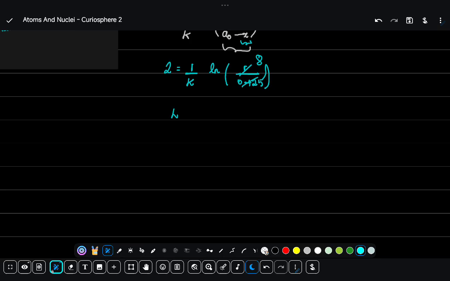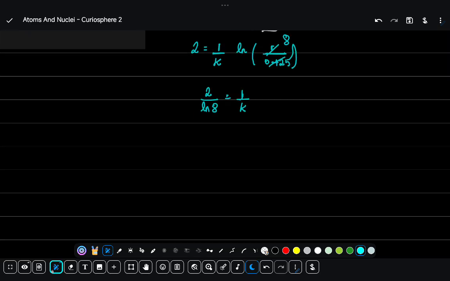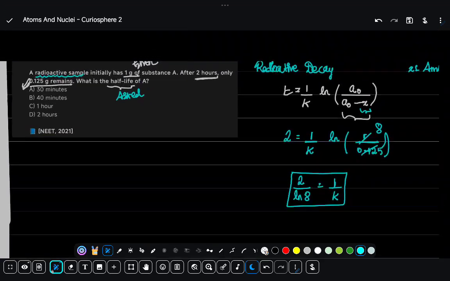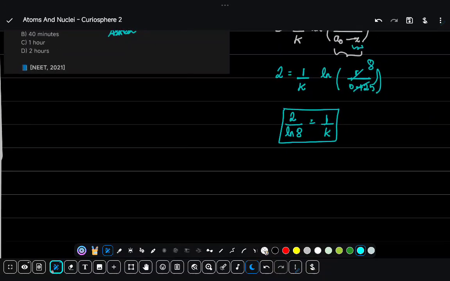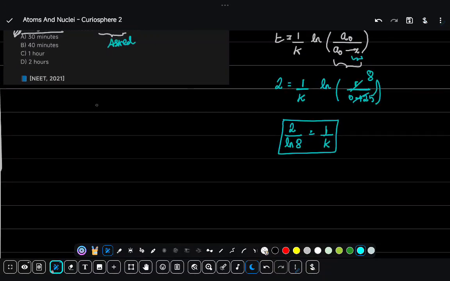So k is equal to... or keep it as 1 by k, because you need to substitute it directly. So 2 by ln 8 is equal to 1 by k, right? Keep it aside. This is our first relation. And now they are asking what is the half-life.